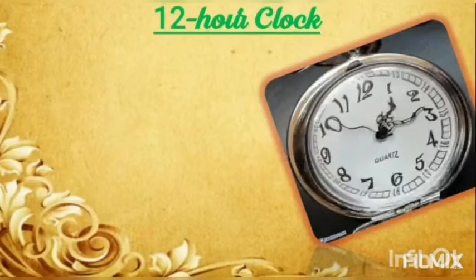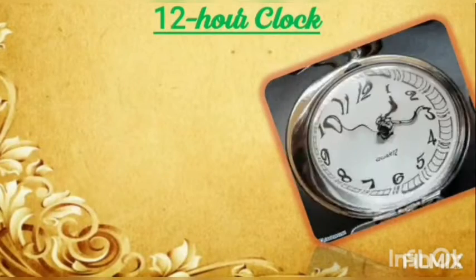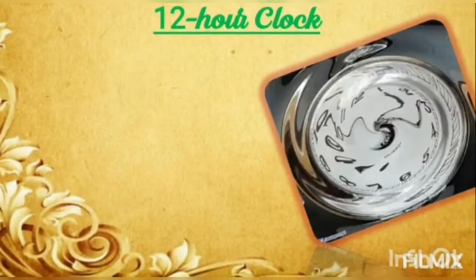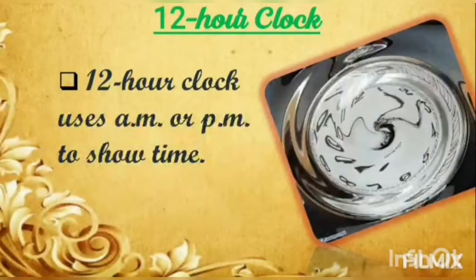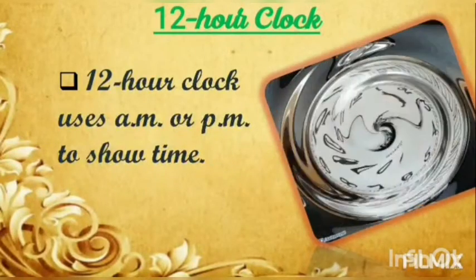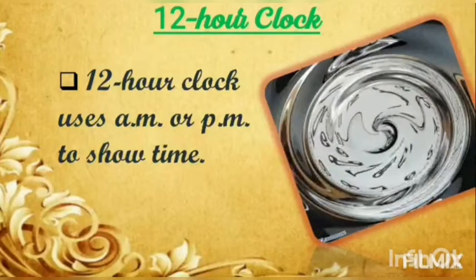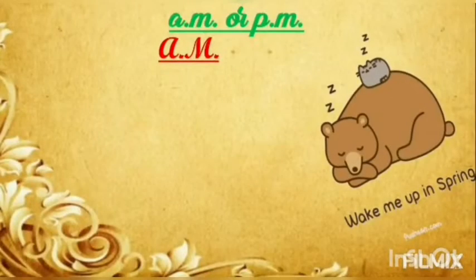Similarly, our next clock is the 12-hour clock, which is mostly used in our homes and our houses. Our 12-hour clock uses AM or PM to show time. Now, let's understand what we mean by AM or PM.